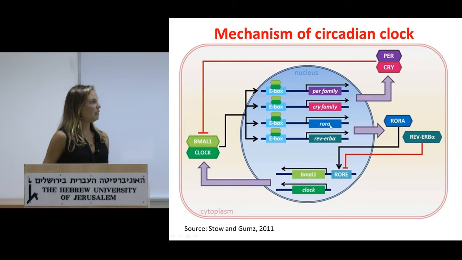The retinoic acid orphan receptor will also translocate to the nucleus via the response element and will drive the BMAL1 gene as a positive loop. And the reverse erythroblastosis viral alpha will be a repressor factor.